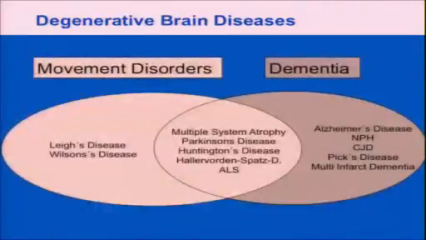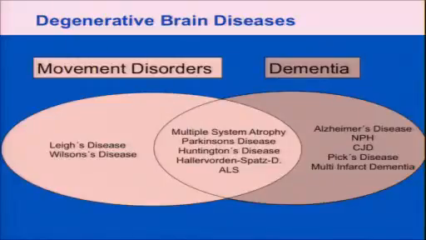In general, clinically, we differentiate degenerative diseases of the brain and spinal cord into two main groups based on their clinical presentation. They can result in a movement disorder, so patients experience problems with their movements, with the mobility. And there are a few diseases like Leigh's disease and Wilson's disease that mainly present with changes in the movement.